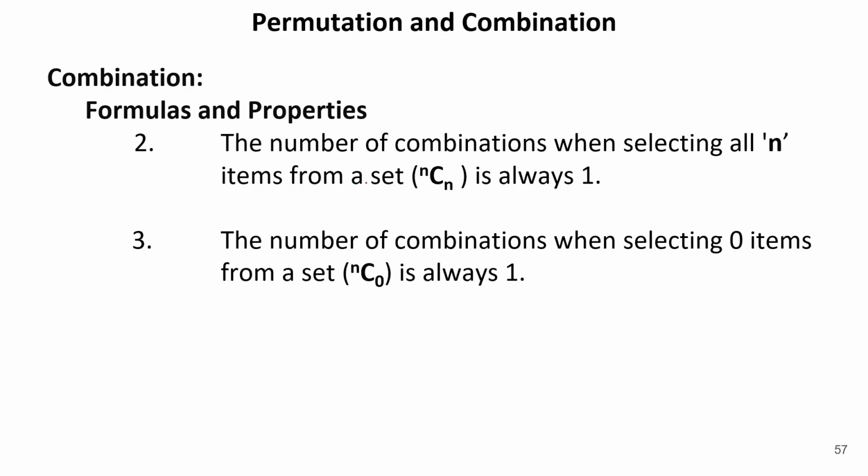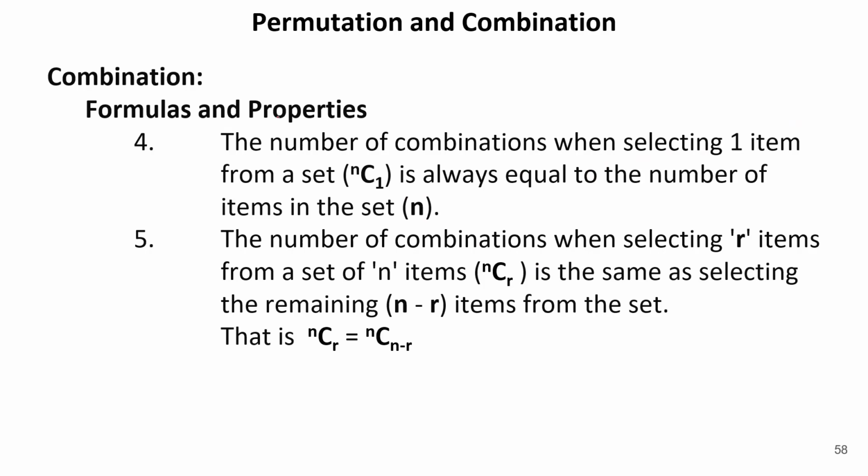The second formula is the number of combinations when selecting n items from a set of n items, nCn, is always what? 1. So the number of combinations when selecting 0 items from a set, nC0, is always equal to 1. Okay. So the number of combinations when selecting one item from a set, nC1, is always equal to the number of items in the set.